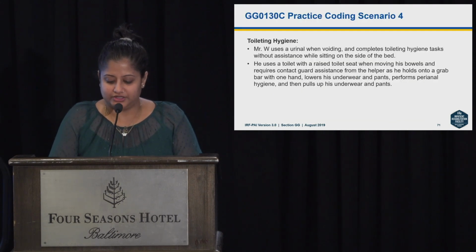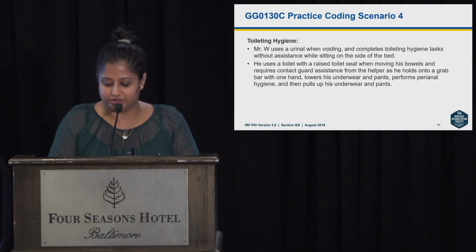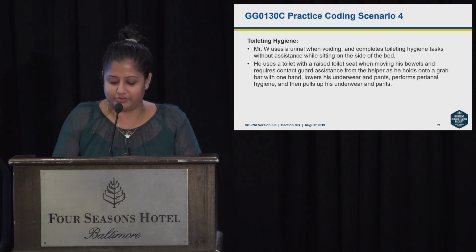So our practice coding scenario for GG0130C: Mr. W uses a urinal when voiding and completes toileting hygiene tasks without assistance while sitting on the side of the bed. He uses a toilet with a raised toilet seat when moving his bowels and requires contact guard assistance from the helper as he holds onto a grab bar with one hand, lowers his underwear and pants, performs perianal hygiene, and then pulls up his underwear and pants.